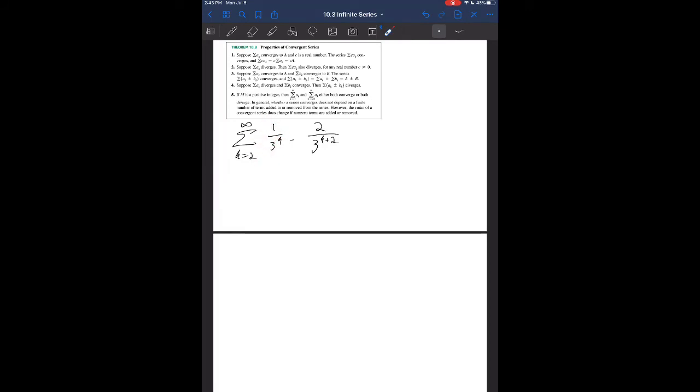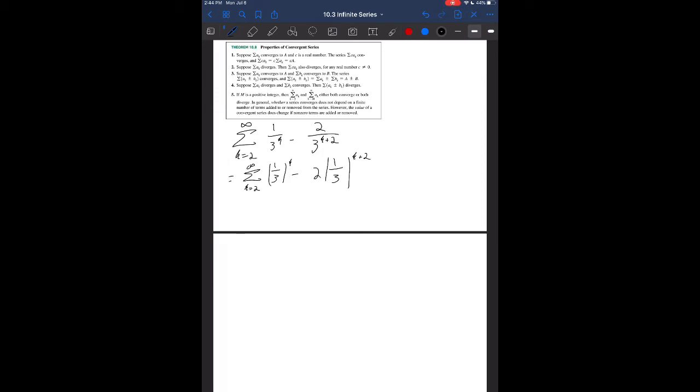Well, this should look like a geometric series to you, right? We have this 1/3 to the k. Just rewriting this slightly, this is the sum from k equals 2 to infinity of 1/3 to the k minus 2 times 1/3 to the k plus 2, right? So in this case, we kind of have an a as 1. In this case, we kind of have an a as -2.